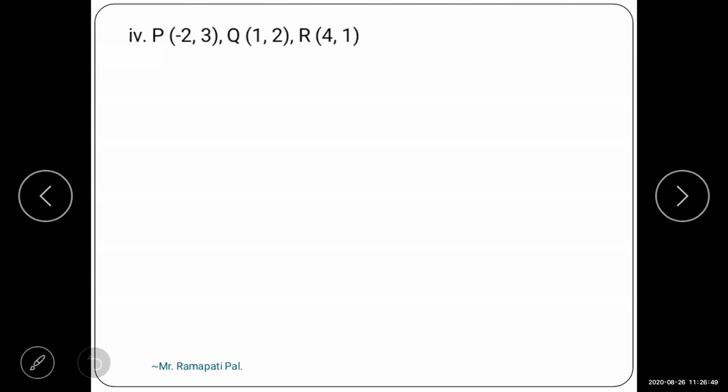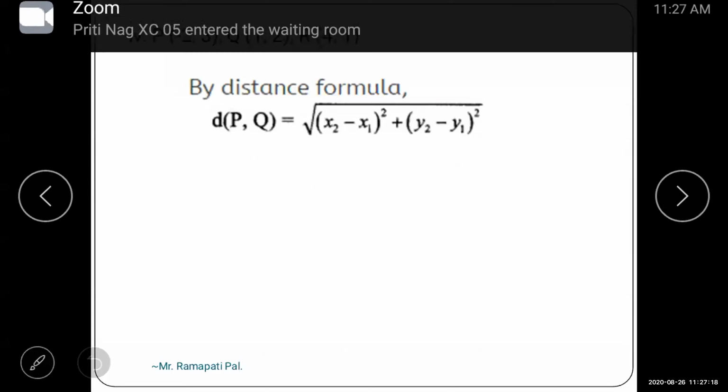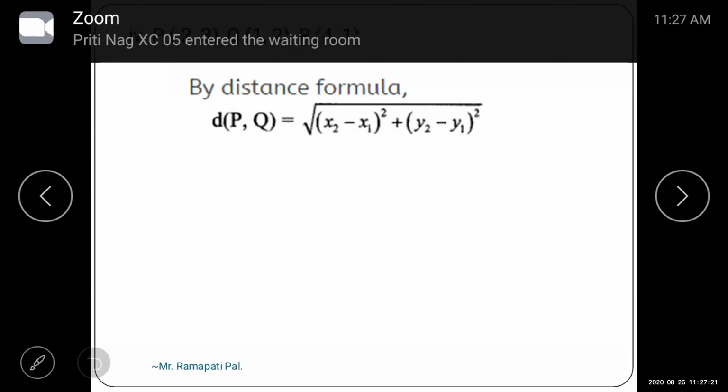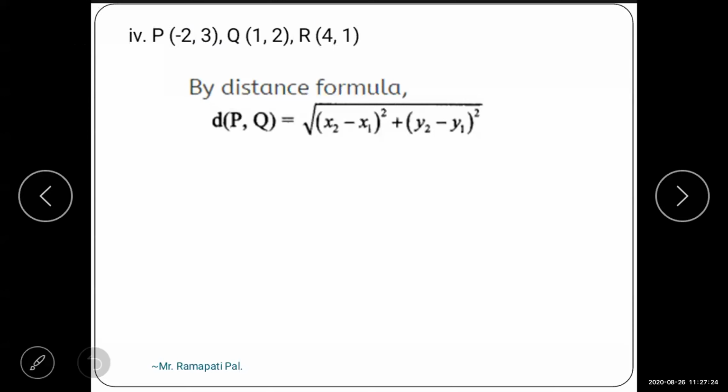Very good. As everyone has seen one question, again it is of the same type of question, so there is no need to worry. You have to practice only. Is it clear? By using the distance formula, let's start. Distance PQ is equal to root of (x2 minus x1) whole square plus (y2 minus y1) whole square. So we will take PQ.